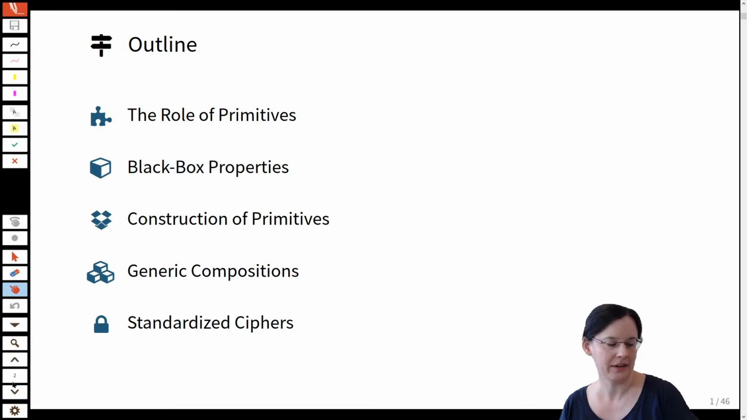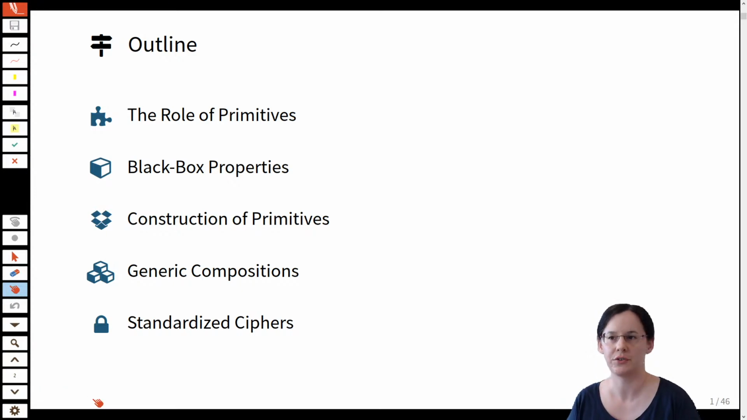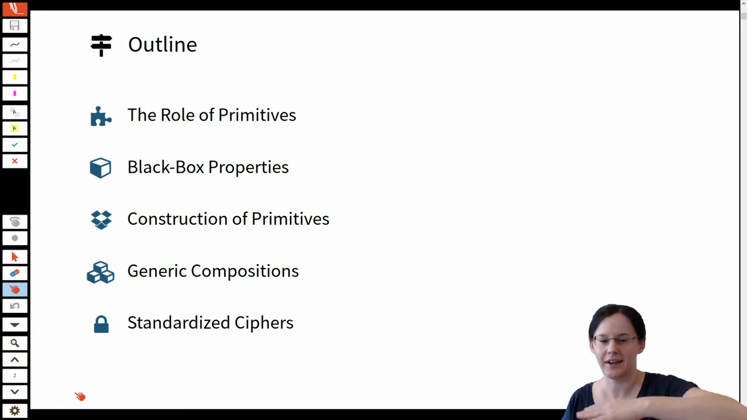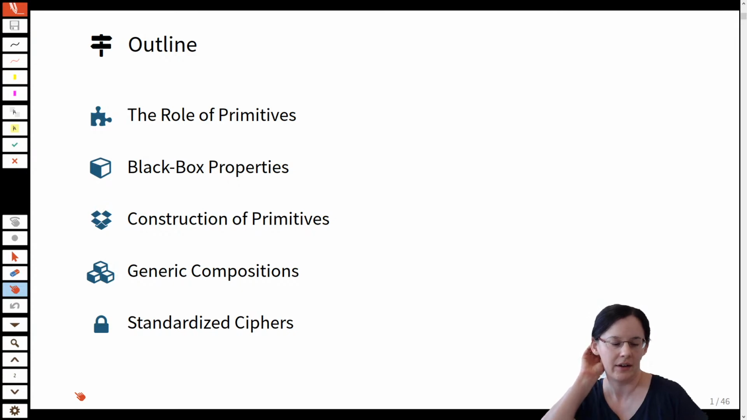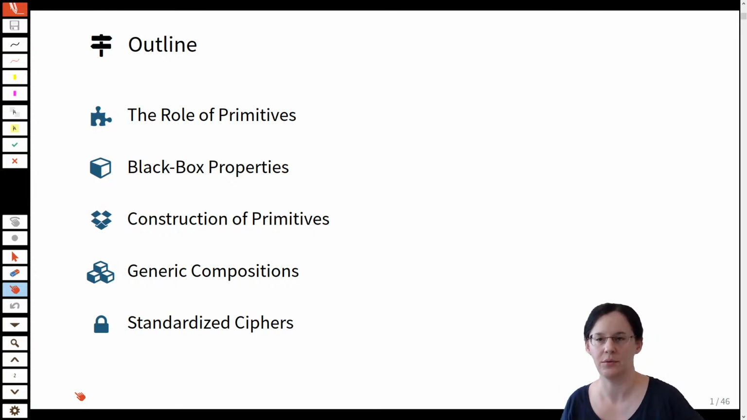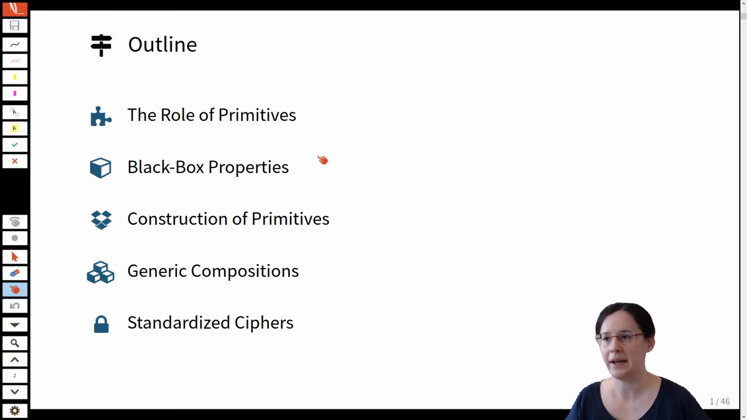What's the plan for today? First, I want to talk a little bit about the general role of primitives in the crypto stack, so to say. So what is their place in the stacked model of cryptography? What are the things they do offer? What are the things they don't offer? And then for specific primitives, we're going to look at what we call their black box properties, which is if we consider the building blocks just like a black box where we only know its interface but not the internals, what can we say about its security?